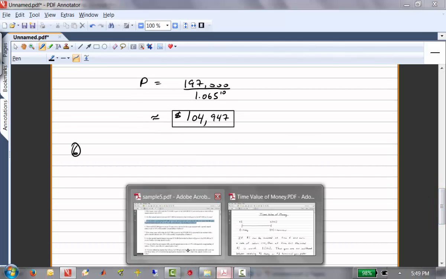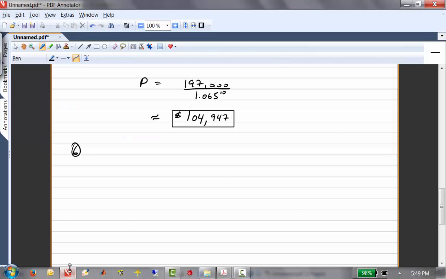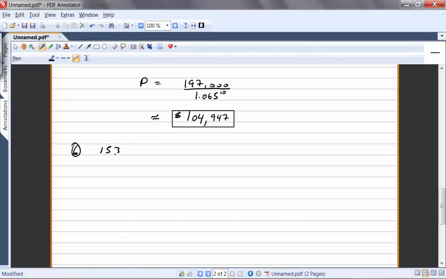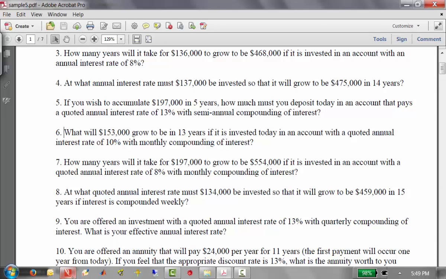Number 6, what will 153,000 grow to be in 13 years if it is invested today in an account with a quoted annual interest rate of 10% with monthly compounding of interest? Well, we're just using the same formula over and over. Here we have a monthly interest rate, and how many years did it say? 13 years, yep.